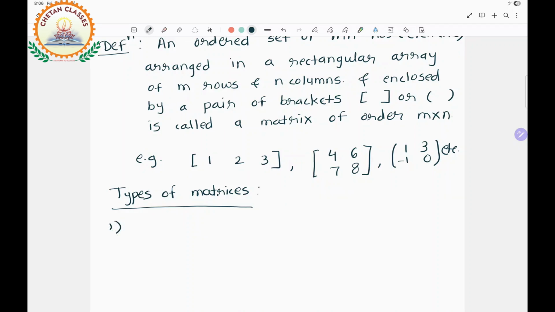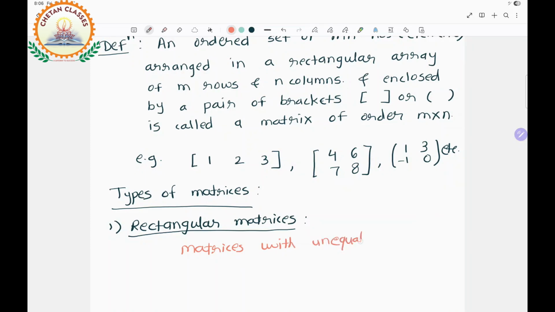So, first type is rectangular matrices. Rectangular matrices means matrices with unequal number of rows and columns are called rectangular matrices.